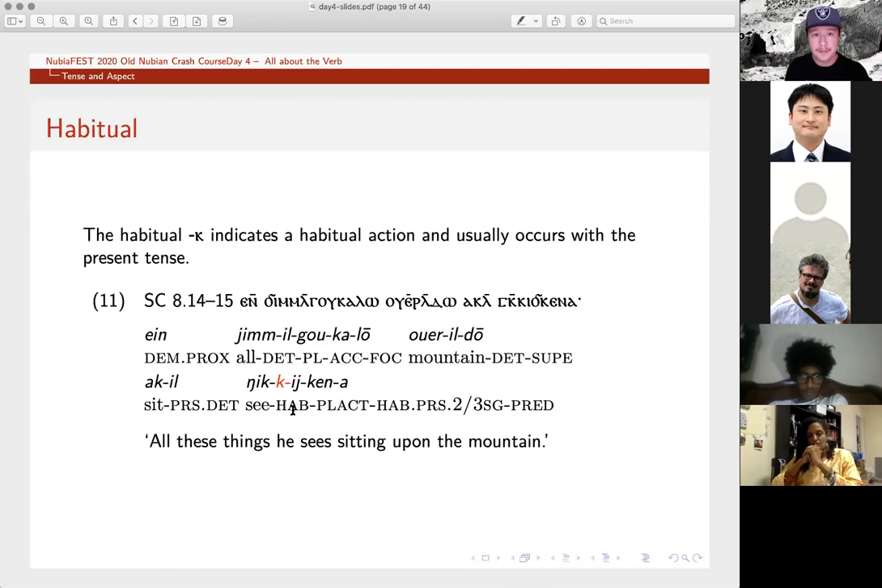We have a habitual in K, still exists in present day Nubian languages, indicates a habitual action. It nearly always occurs with the present tense.